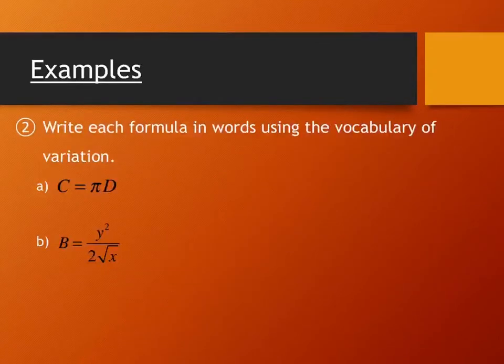All right, now we're going to go the other direction. We're going to write the formula in words using vocabulary of variation. Now, if you don't know what these formulas represent, you certainly don't have to use what the letters are. You can just talk about them as being the letters. So you could say something like this. C varies.